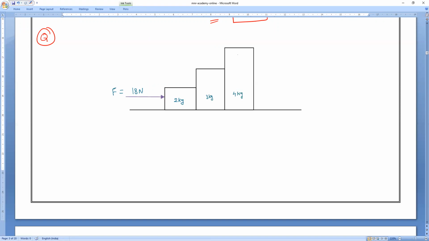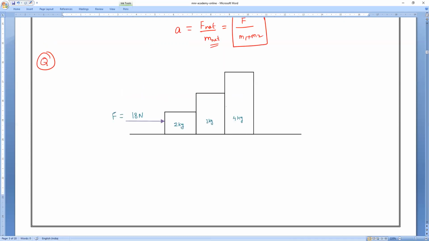Now the same diagram. I am not drawing it again, but you should draw it. Now tell me, force is exerted in this direction, so what is the direction of acceleration? Same direction or another direction? The direction of force and acceleration is the same, so the acceleration is positive.